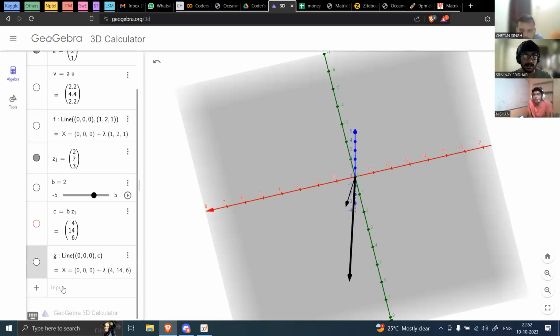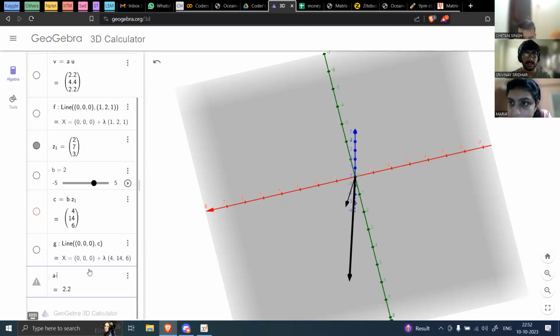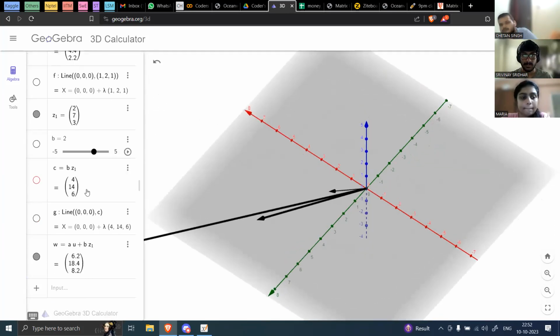And now I want to take a line of them, both of them, because that is what we would signify as alpha and beta times the two vectors. We have to find the sum of them only. Let's see what happens. If it's not clear, then maybe I'll change. So alpha into U plus beta into Z1, right? It collapses a dimension.